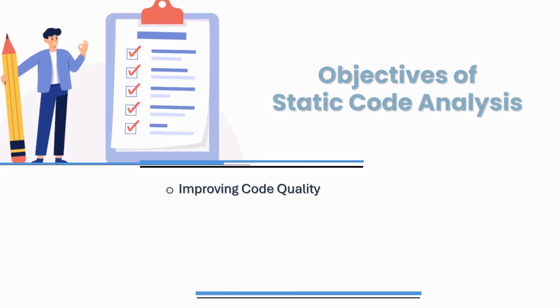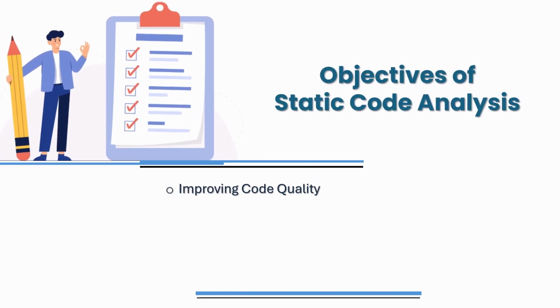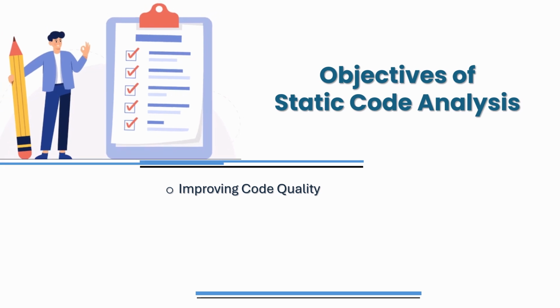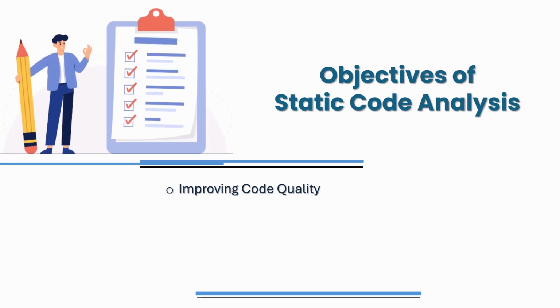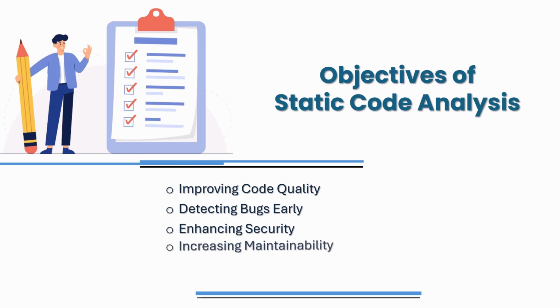The main objectives include, first of all, improving the code quality. Static analysis helps developers write cleaner and more maintainable code by identifying poor coding practices and enforcing standards. Second is detecting bugs early. Many software defects can be identified before the program is even executed, so early detection reduces the debugging effort and development costs. Third is enhancing security. Static code analysis tools can identify vulnerabilities such as null pointer dereferences, buffer overflows, unsafe object handling, resource leaks, and injection vulnerabilities. Fourth, increasing maintainability.